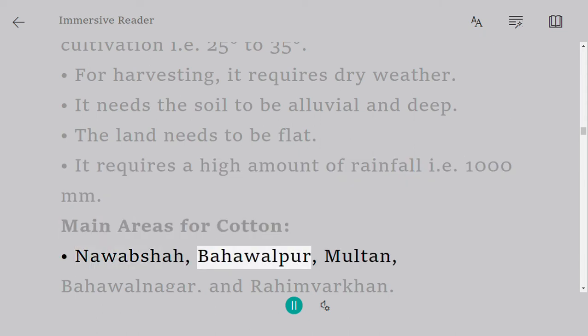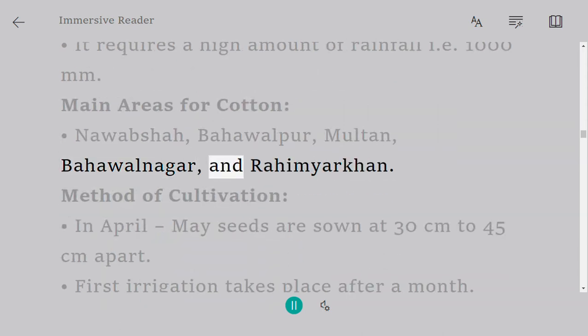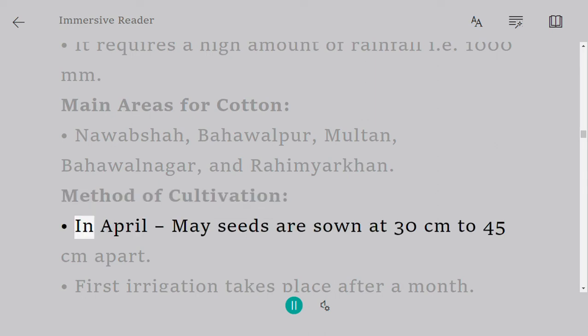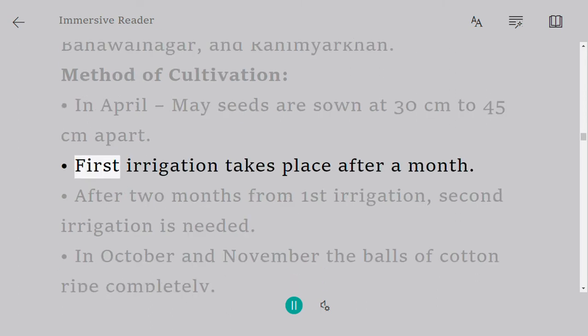Main areas for cotton. Nawabshah, Bahawalpur, Multan, Bahawalnagar, and Rahim Yar Khan. Method of cultivation. In April, cotton seeds are sown 30 centimeters to 45 centimeters apart. First irrigation takes place after a month.